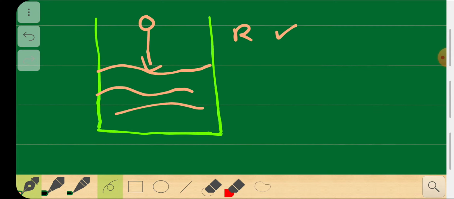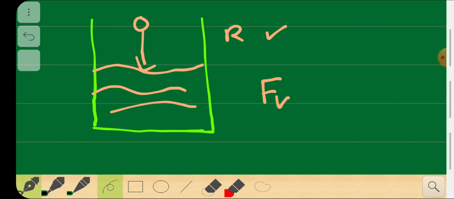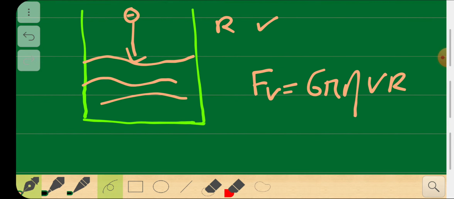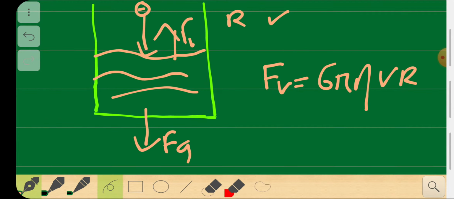So I can write down the viscous force, Fv, must be equal to 6 pi eta times v r. These are constants here. 6 pi eta is a constant. The velocity is here, and the radius of that ball is here. Okay, so that's the situation. The ball experiences gravitational force, and the viscous force, Fv, is acting in the opposite direction.